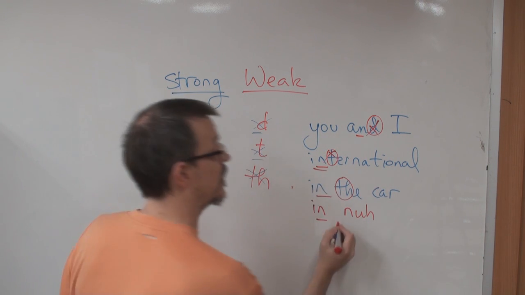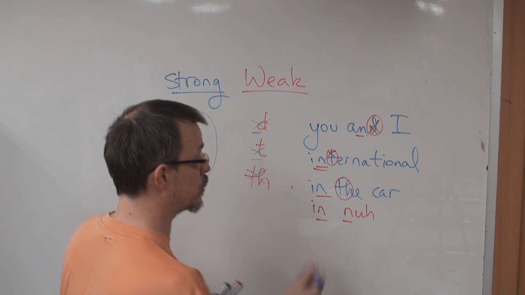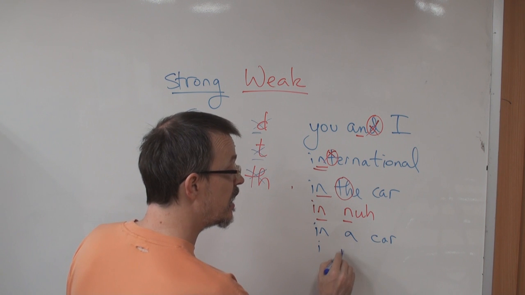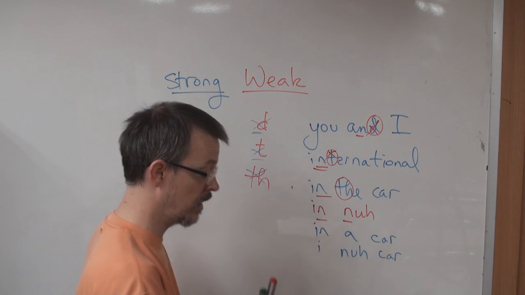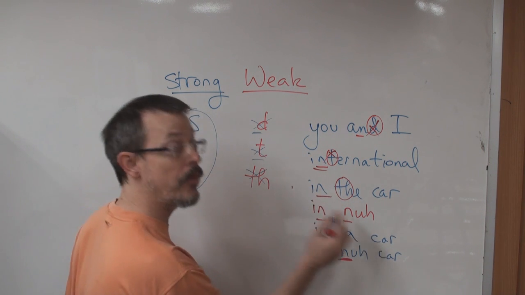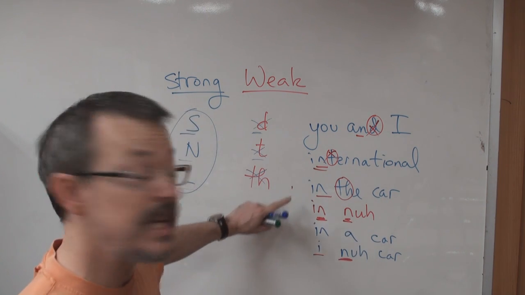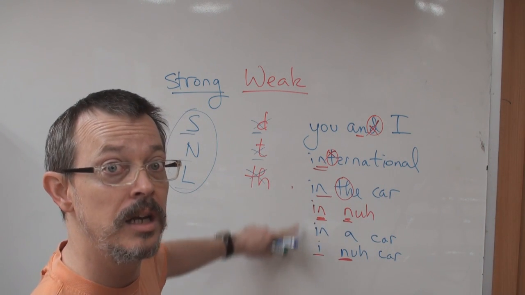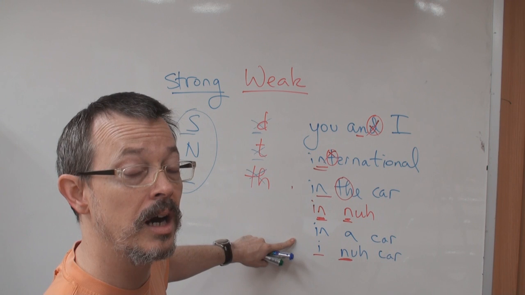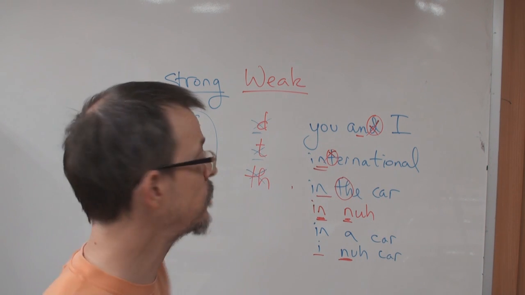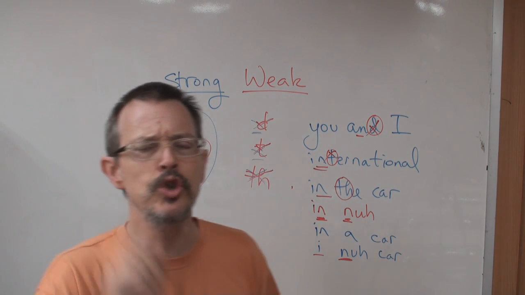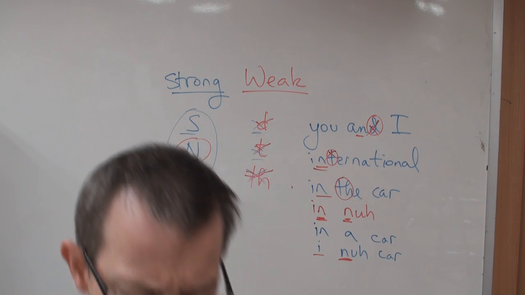Here's an N, and here's an N. Do not be confused with "in a car." "In a car" is going to be like "na car," okay? So in a car, there's only one N sound. In the car, there's two N sounds. In the car, in a car, in the car, in a car. Can you hear the difference? So this is an example of the N killing the D, T, and TH. But I do want to tell you one more important thing.